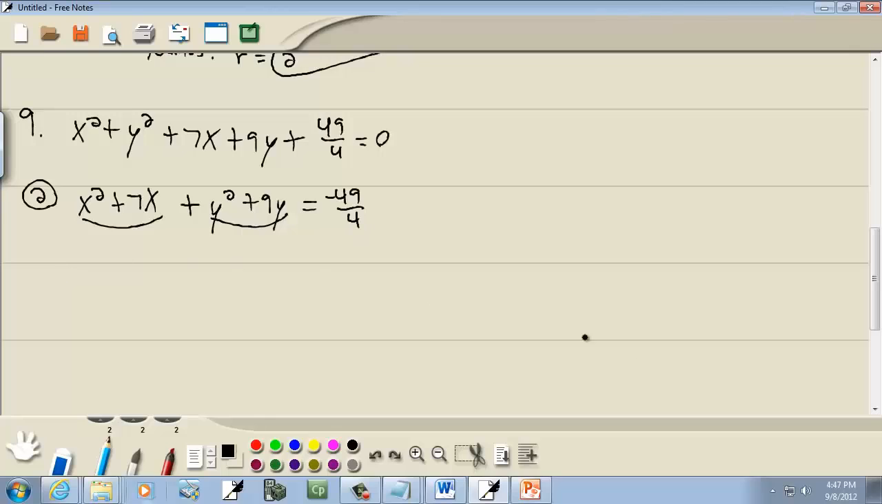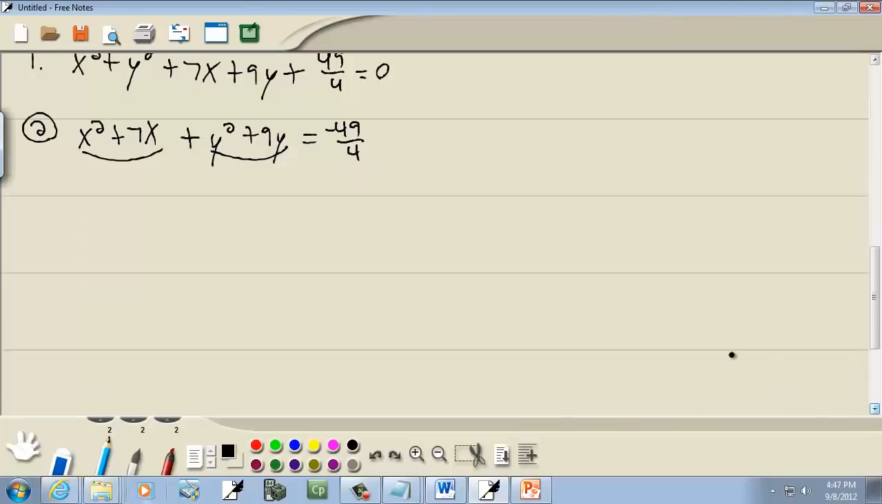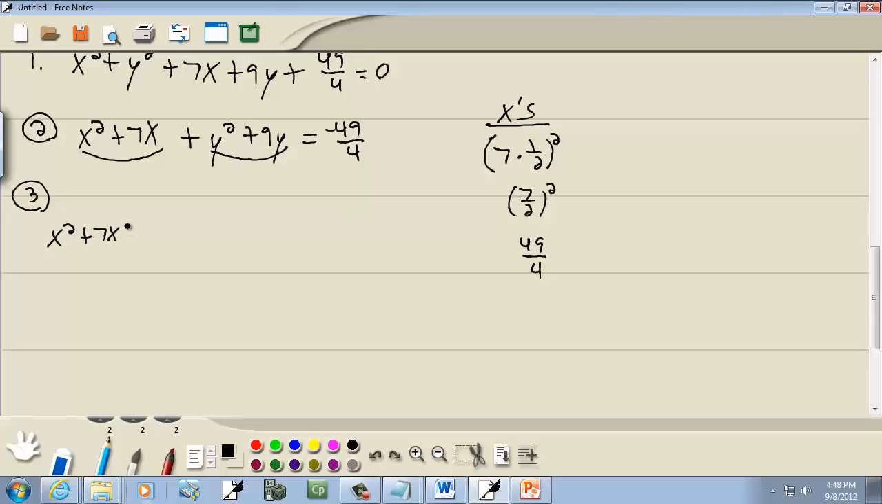Okay, so we want to complete the square on the x's. So let's come over here, we'll do the x's. The number before our x is 7. So we're going to take 7 times a half and square it. That gives us 7/2 squared, or 49 over 4. And we want to add that to both sides. So I've got x squared plus 7x plus 49 over 4. And over here I got -49 over 4 plus 49 over 4.